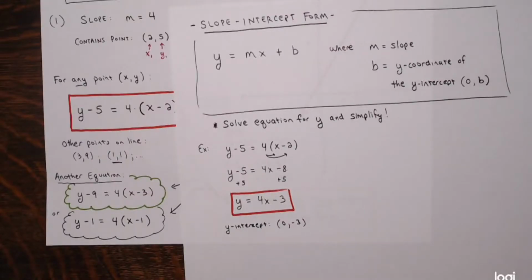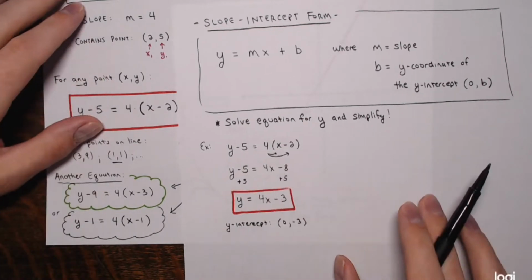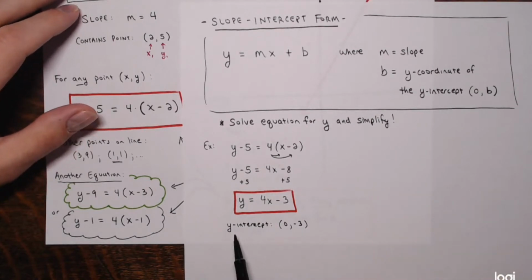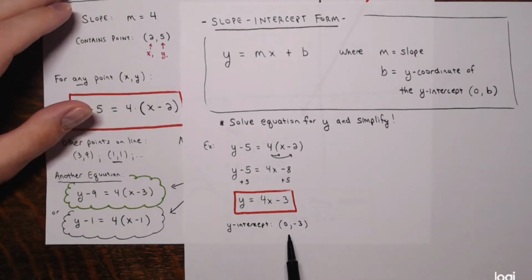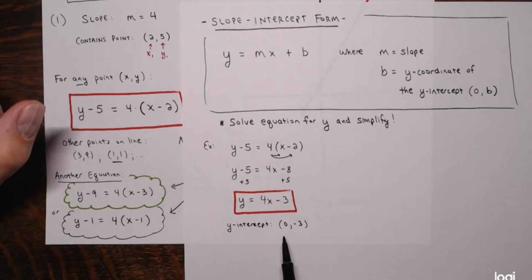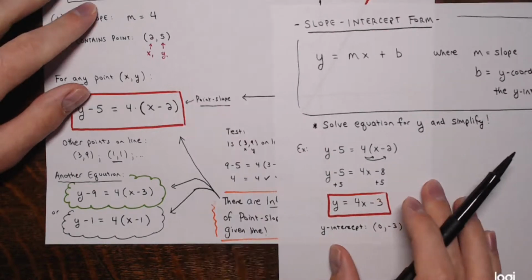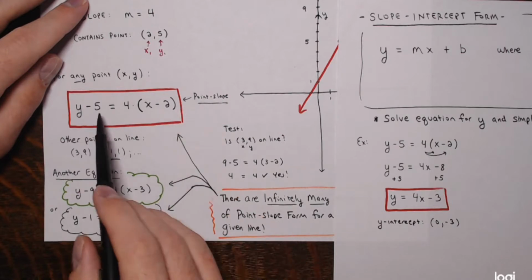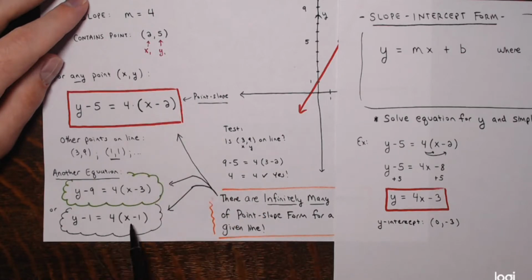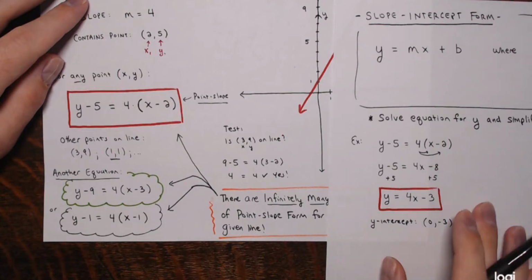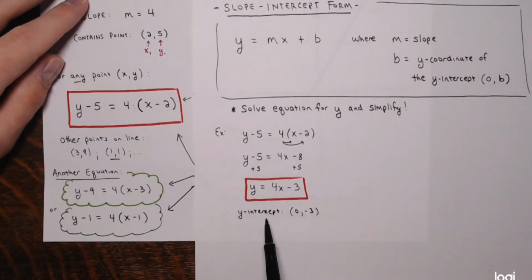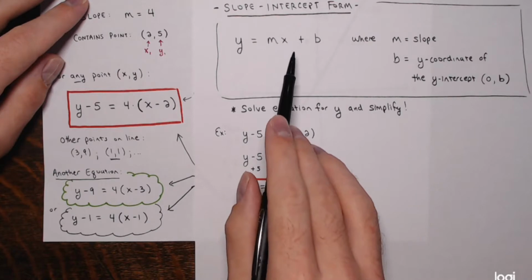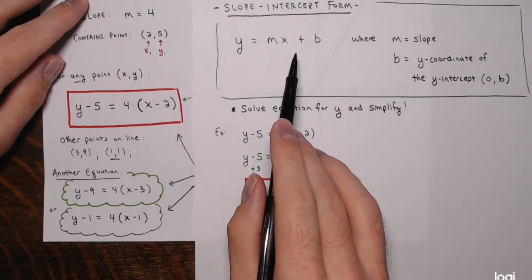Now, here's why I think more people remember slope-intercept form than anything. How many y-intercepts will a graph of a line have? Only one. So, you saw earlier, there are infinitely many points on a line, so there are infinitely many different versions of point-slope form. But there's only one y-intercept. So there's only one version of slope-intercept form for any given line.